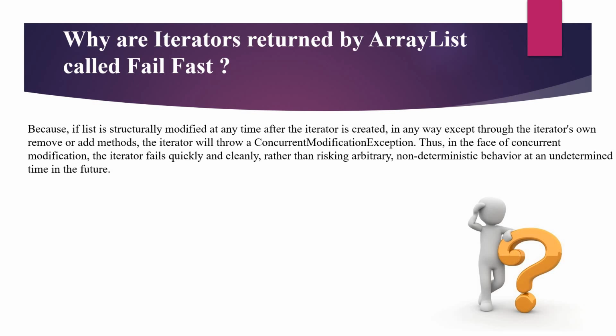So why are iterators returned by ArrayList called fail-fast? I think this is an important question. Because if the list is structurally modified at any time after the iterator is created, in any way except through the iterator's own remove or add methods, the iterator will throw a ConcurrentModificationException. Thus, in the face of concurrent modification, the iterator fails quickly and cleanly, rather than risking arbitrary and non-deterministic behavior at an undetermined time in the future. So this is an important question, guys. I'll take a pause for a while so that you can grasp it.